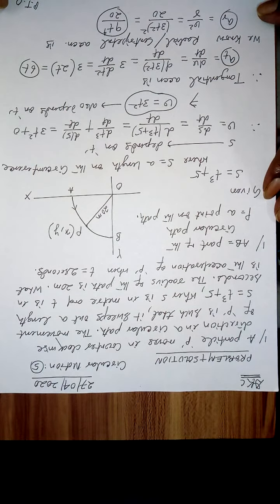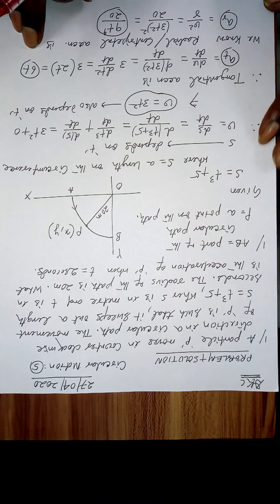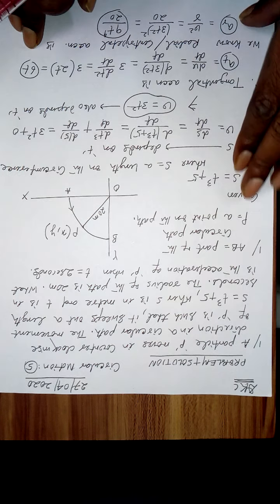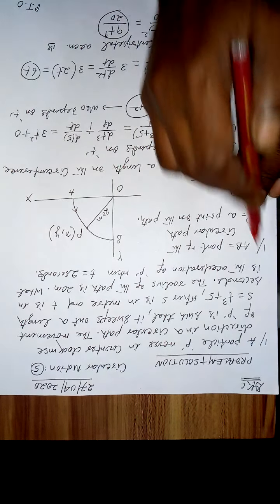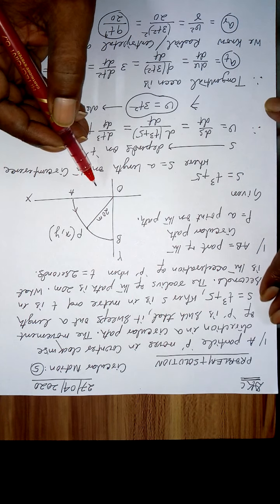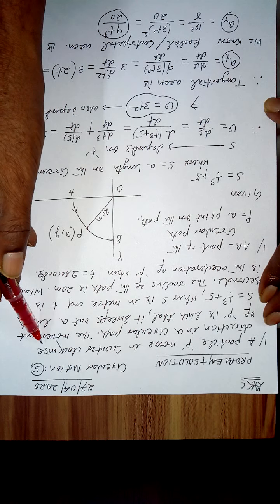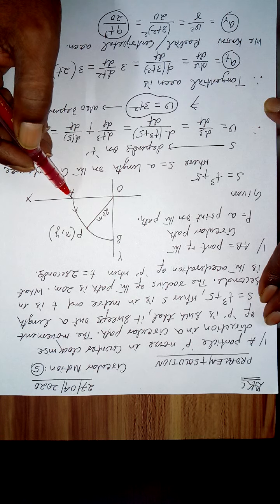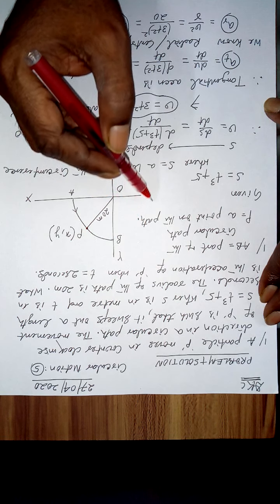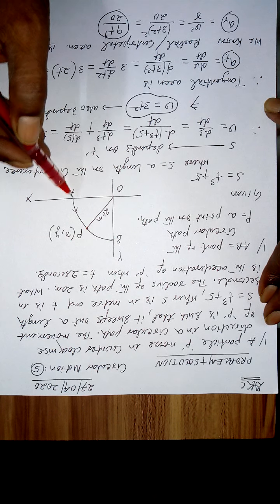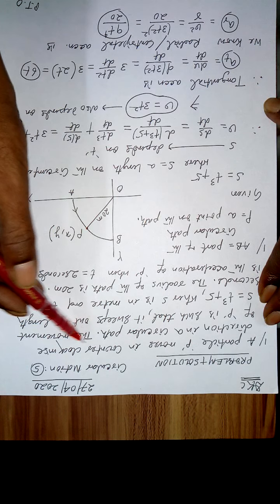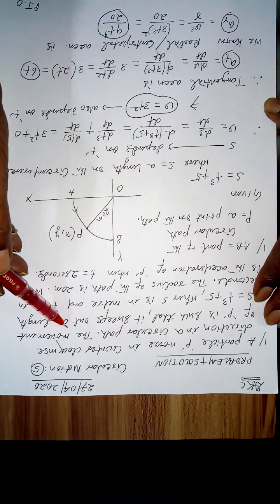Now, two important numericals on circular motion to clarify your concept of tangential acceleration and radial acceleration. The first one: a particle P moves in counterclockwise direction, means anticlockwise. Here is a particle P, it is moving anticlockwise in a circular path. A part of it I have shown here. Counterclockwise direction in a circular path.